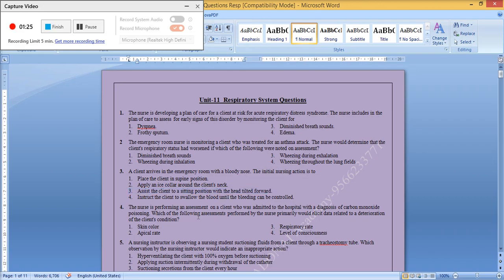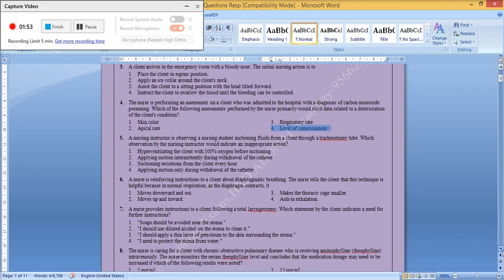The nurse is performing an assessment on a client who was admitted to the hospital with a diagnosis of carbon monoxide poisoning. Which of the following assessments performed by the nurse primarily would elicit data related to a deterioration of the client's condition? 1. Skin color, 2. Apical rate, 3. Respiratory rate, 4. Level of consciousness. The correct answer is 4. Level of consciousness.